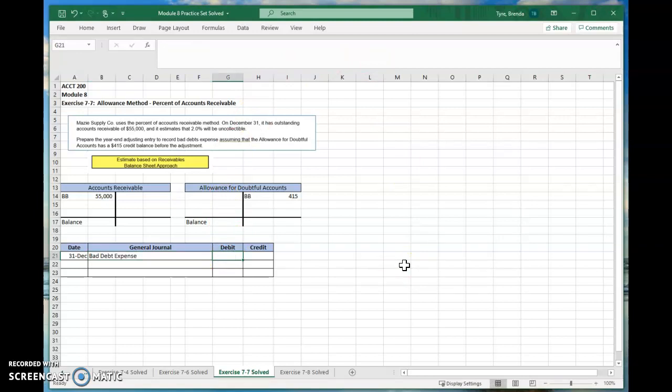In this case, our bad debt expense is going to be the $55,000 receivable balance times the percentage that we deem will not be collected, which is 2%. So let's say times 0.02, and that's our debit. Our credit will be to the allowance account.